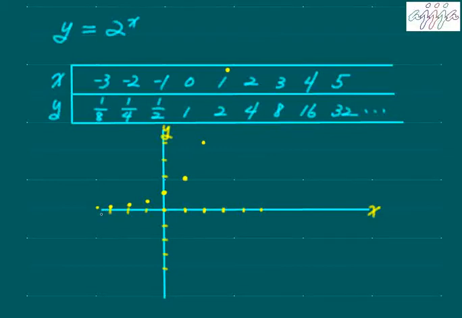Actually, this is not going to touch the x-axis. So it never touches this one. So we call what? That's right, asymptote. So we call this one asymptote.